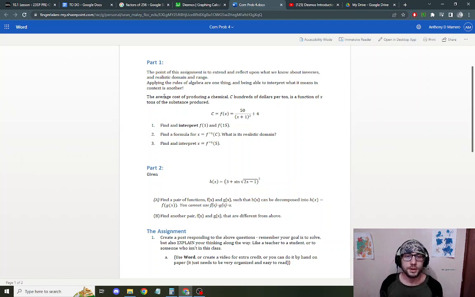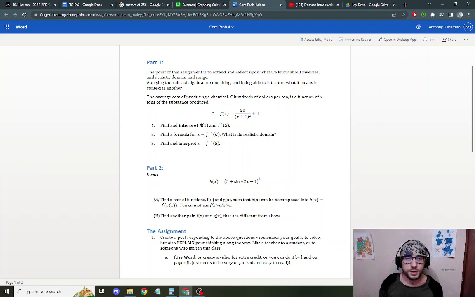Today we're going to look at a function that determines the average cost of producing a chemical in hundreds of dollars, based upon how many tons of the substance are produced. So it's the cost in hundreds of dollars per ton. Depending on how many tons are made, that will determine how much it costs per ton to make it.